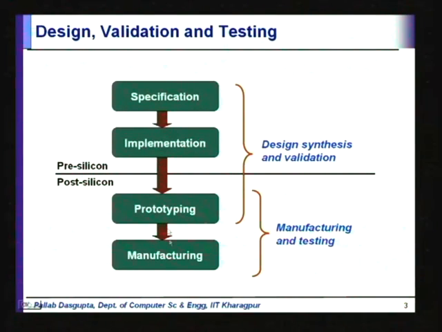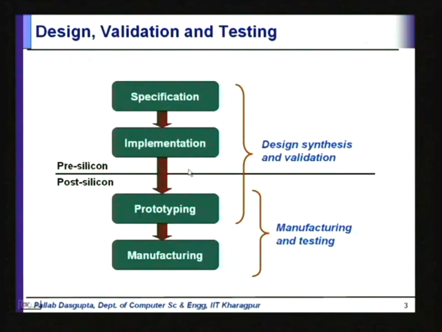Under this, typically there are two steps. One is prototyping, where you get a first prototype of the chip developed, and then you have the final manufacturing, where thousands of copies of the same chip are taped out. Now, the gamut of verification is in the first three, and the gamut of testing is in the second two.